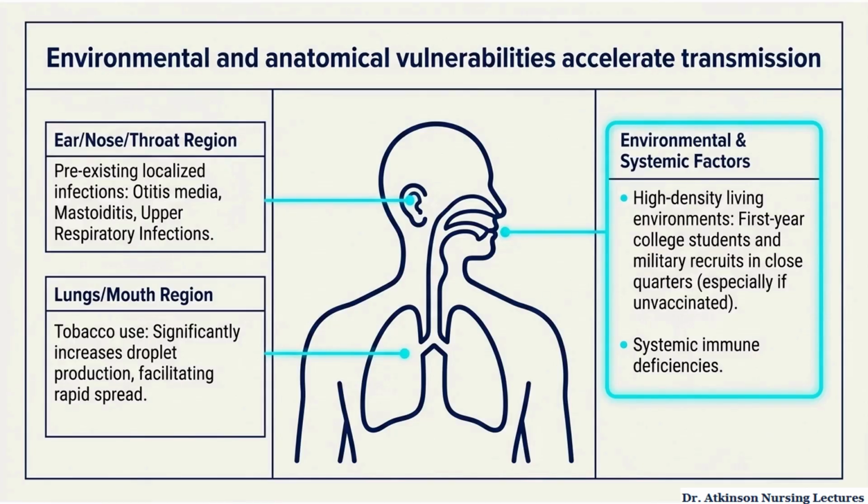Meningitis transmission is heavily influenced by both anatomy and environment. Upper respiratory infections, otitis media, mastoiditis, and sinus infections can all create pathways for organisms to spread toward the meninges. Crowded living conditions, like dormitories and military barracks, significantly increase transmission risk, especially in unvaccinated individuals. Immunocompromised patients are also at much higher risk for severe infection.